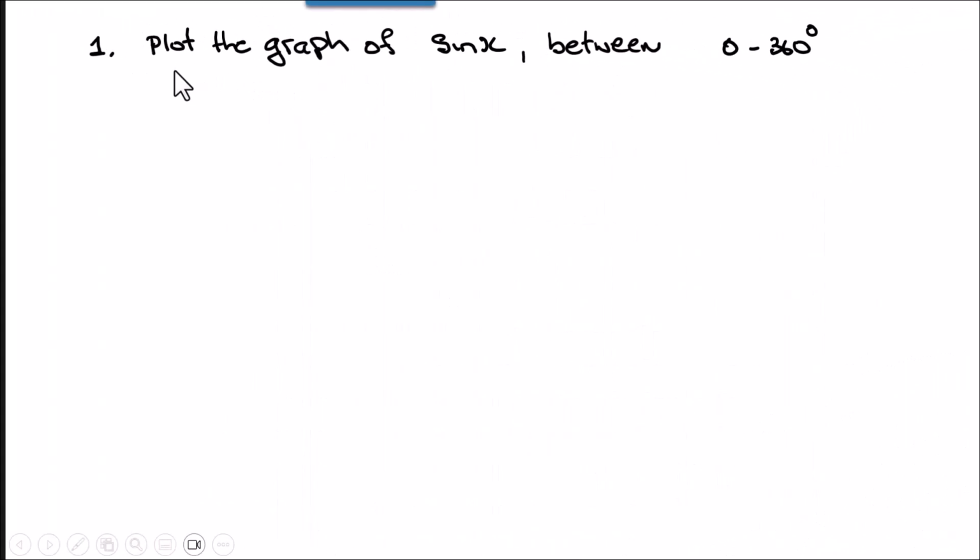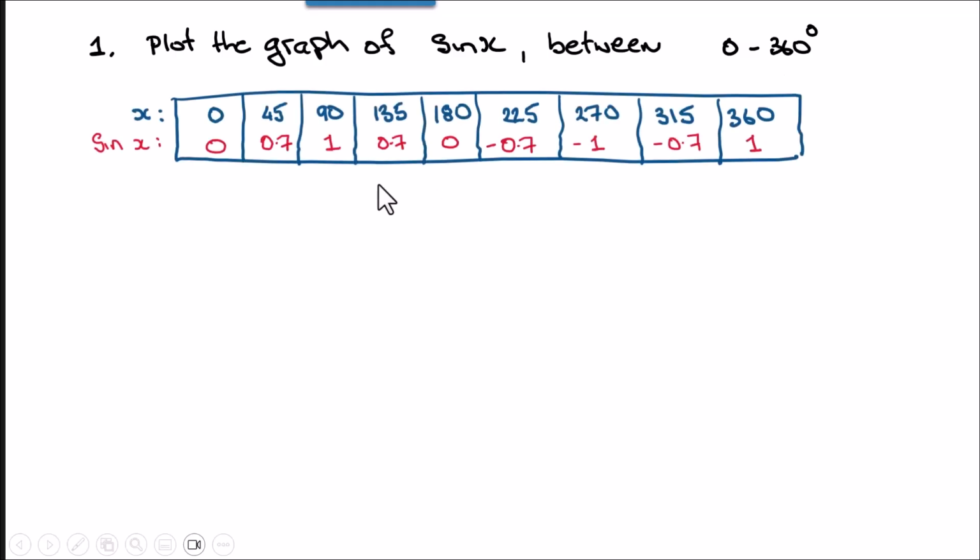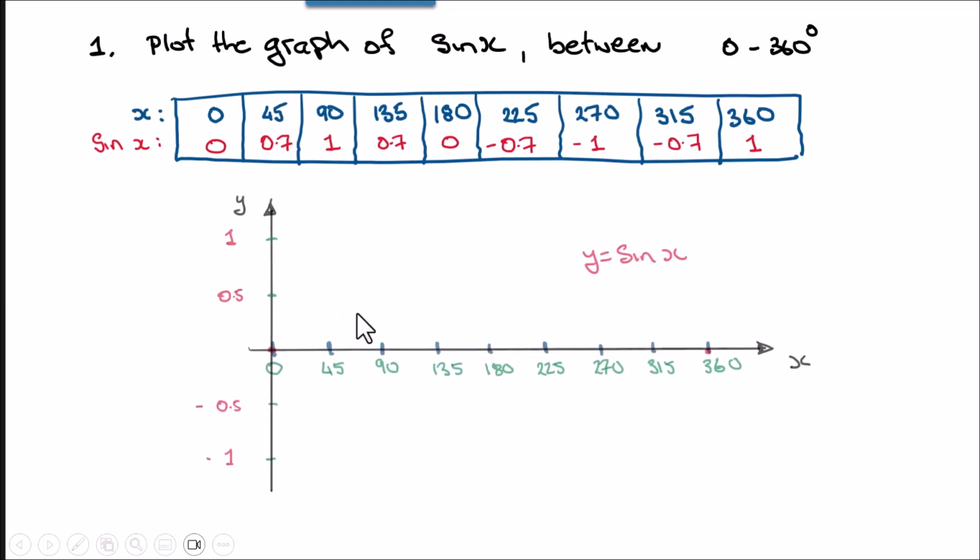Okay, in this question, we're asked to plot the graph of sine x between 0 and 360 degrees. So what we do is we lay out suitable increments of x. Here I've selected increments of 45 degrees between 0 and 360, and we get the corresponding sine values. And as you can see, the maximum value is 1. The sine of 45 is 0.7, and the sine of 135 is also 0.7.